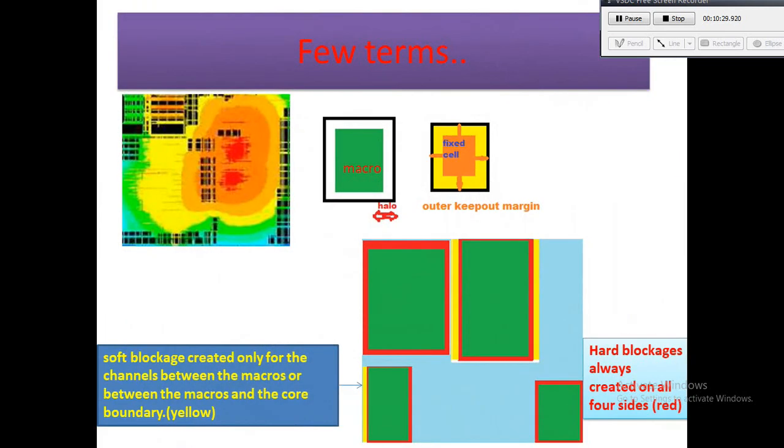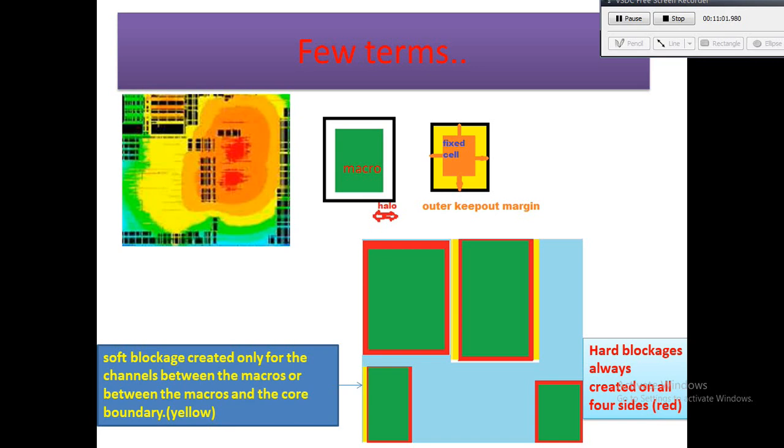In this slide, we will be discussing a few terms which are required to reduce congestion. First is halo, or keep-out margin. Halo is the region around the boundary of a fixed macro in the design in which no other macros or standard cells can be placed. Halo allows the placement of buffers and inverters in its area. Halos of adjacent macros can overlap. If macros move from one place to another, halos will also move.